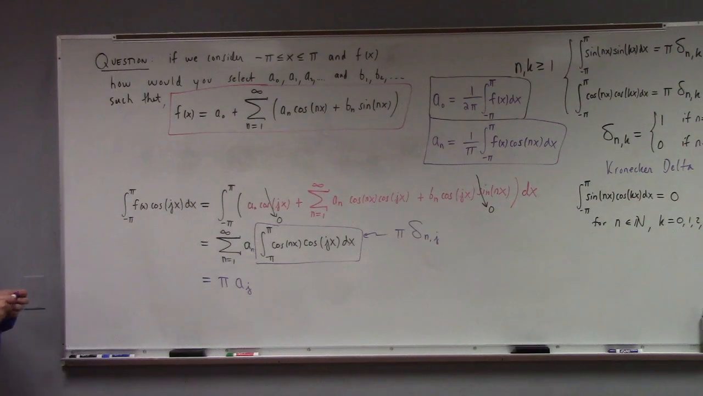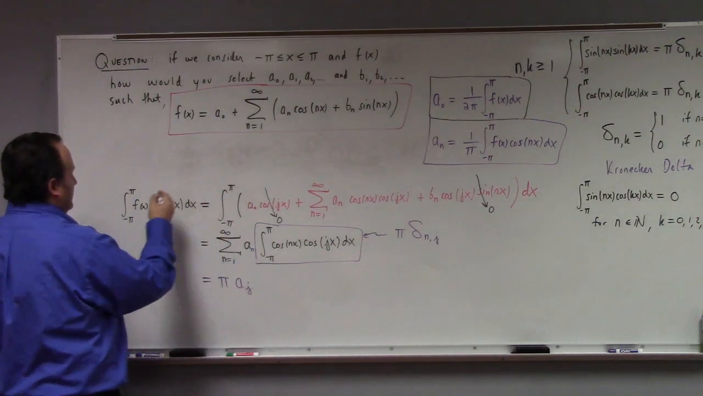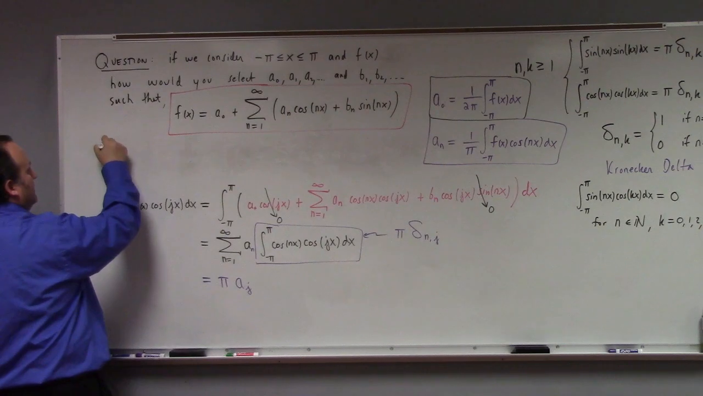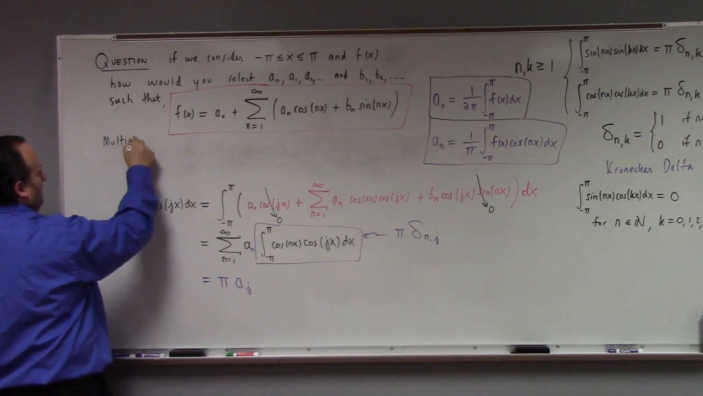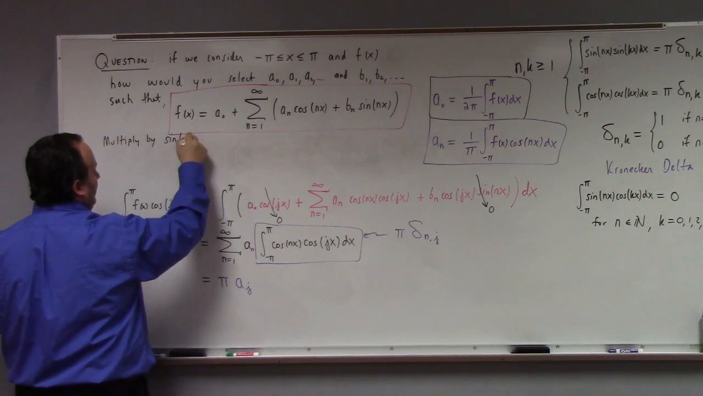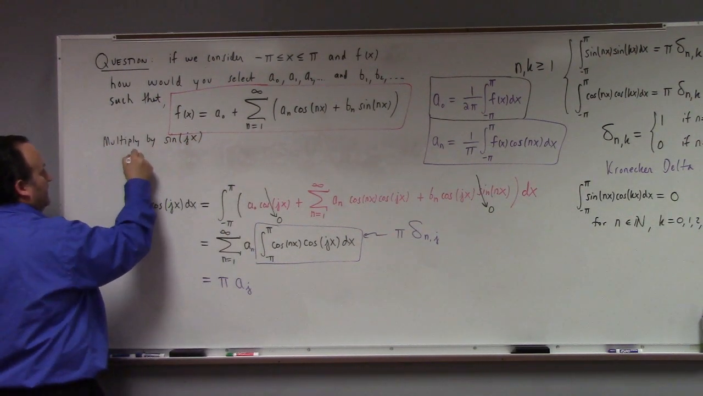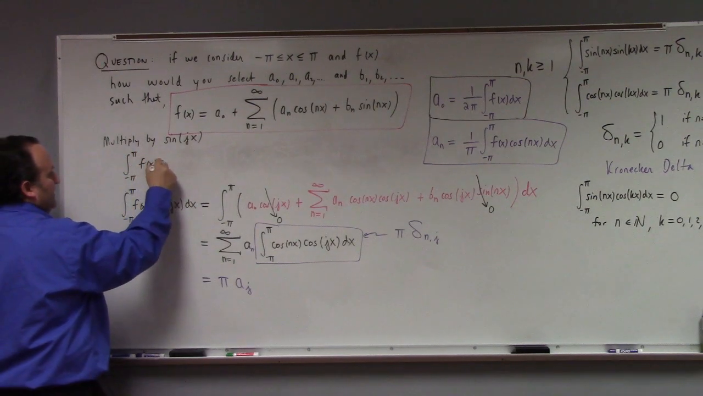What do you think I'm going to do next? Well, we also want to know the b's, right? So how do we figure out the b sub n's? So next, I will multiply by, let's say, sine of jx, and integrate from minus pi to pi of f of x times the sine of jx.